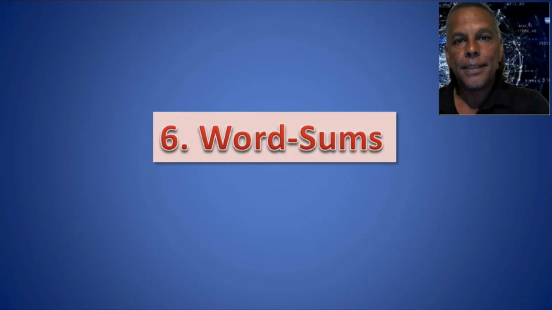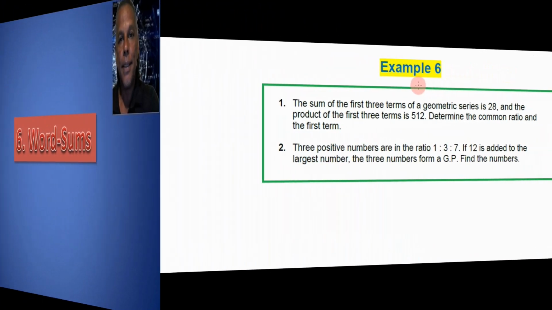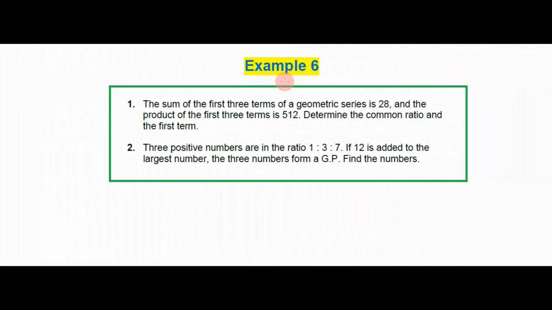Hi guys, welcome to this lesson on GPs. In this lesson, we want to look at word sums relating to GPs. In the first part of this example, which deals with word sums for GPs, it says the sum of the first three terms of a geometric series is 28 and the product of the first three terms is 512. Determine the common ratio and the first term.